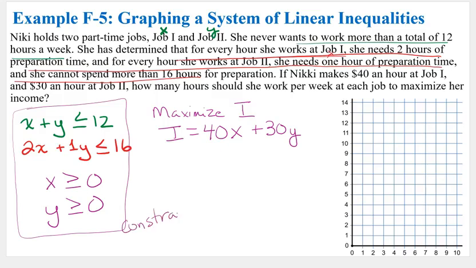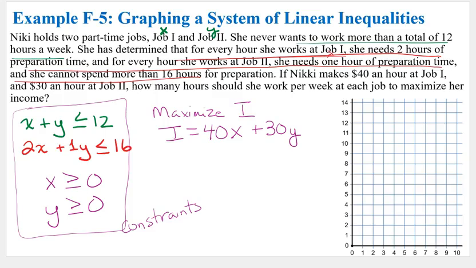These are our constraints. We're going to graph all these constraints, and when we graph them all together, that should help us maximize her income. Now we're going to have to do a step after we graph. So let's graph all of these inequalities.